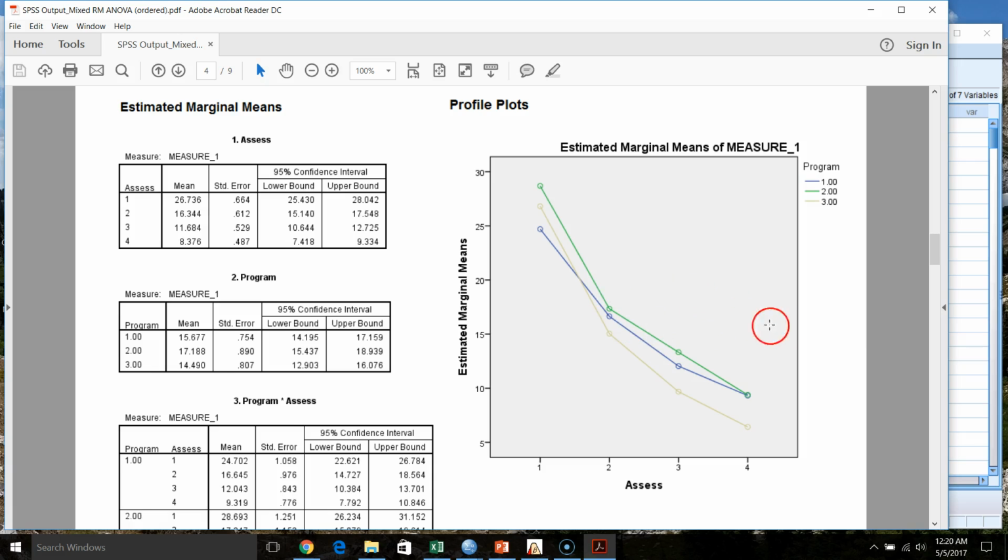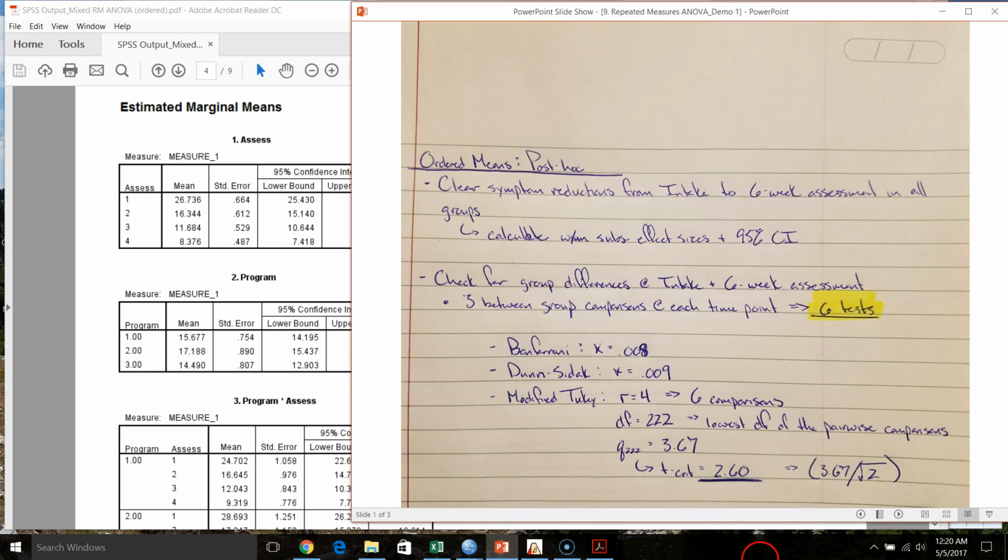So for our approach here, what I'm going to propose is that because we're not coming in with good and clear hypotheses on the front end, and because we see clear symptom reductions from intake to 6-week in all groups, what we're going to do is calculate within subjects effect sizes and 95% confidence intervals within each group to try and give us some sense of the magnitude of change we should expect in the population over the course of treatment. So that's going to be our within subjects piece. And then for our between subjects difference, we're going to take a look at group differences at intake and 6-week assessment.